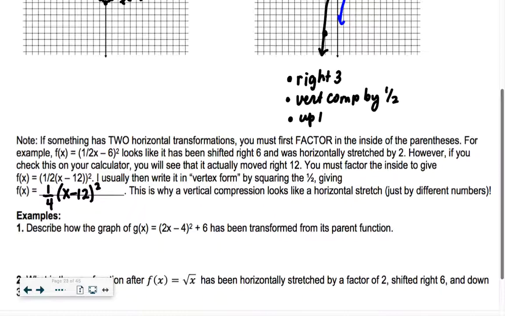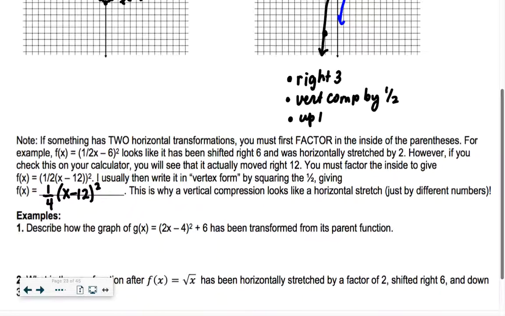So sometimes when you guys say, oh, it's a vertical compression, and I'm like, well, in the original it was actually like a horizontal stretch. Those are actually the same thing. They're just by different numbers. So when you think there's a horizontal stretch of 1/2, it actually turned into a vertical compression of 1/4 for the x squared one. For x cubed, it would be 1/8. So we have to factor that out.